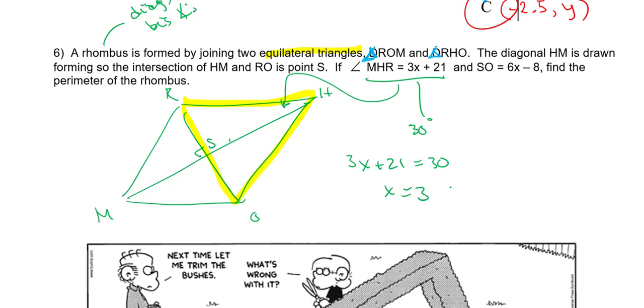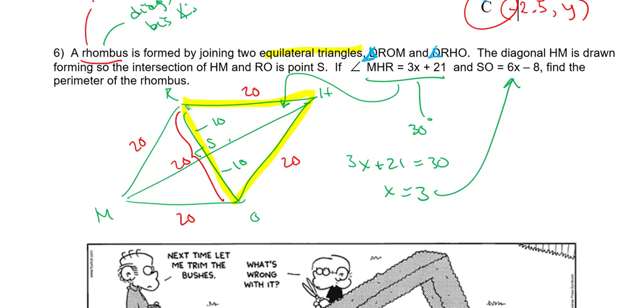And then I can plug this in for SO right there. That tells me that SO is going to be 10. And I know that this has to be 10 also, which means that one of the side lengths for this equilateral triangle is going to be 20, which means that all these sides are 20, 20, 20, 20, which means that we know that for a rhombus, all the sides are congruent, and therefore the answer must be 80.